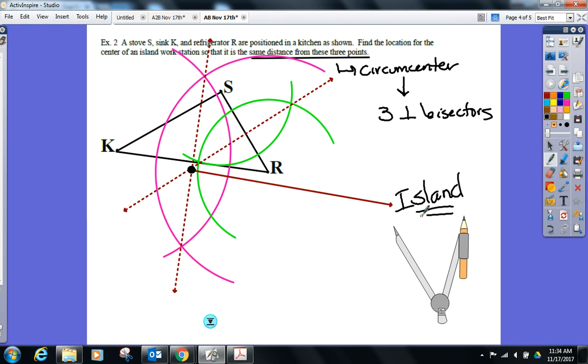Questions on the circumcenter? It's formed by all three perpendicular bisectors. And, hold on, what's the fact I should know about it, other than it's formed by all three perpendicular bisectors? It's equidistant from the vertices of the triangle, yes.